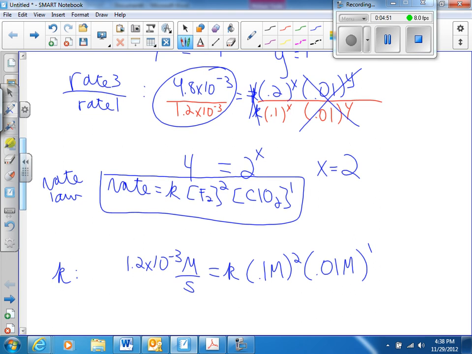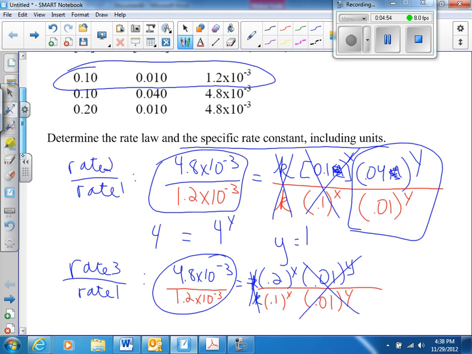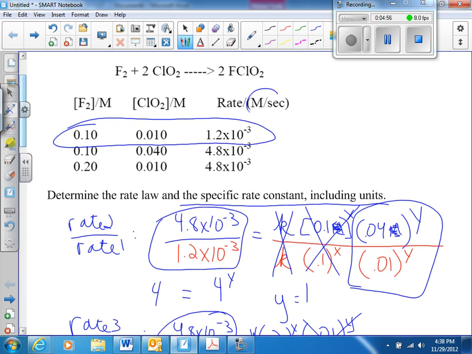Make sure you always include the units. So let's look back up here. The rate, we were given units for the rate and the concentrations. When I plug in the rate and the concentrations into the rate law to solve for K, I have to include units.